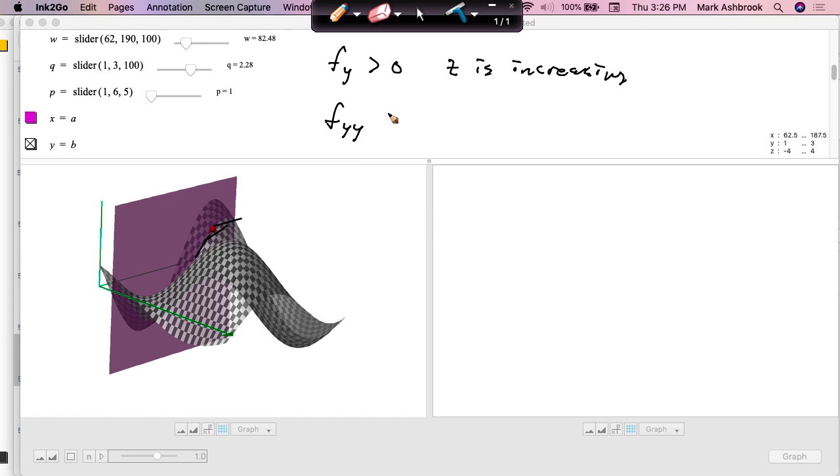Therefore, it's turning down, because the rate is decreasing. So this means that f_y is decreasing. The first partial is what z is doing: if it's positive or negative, it means z is increasing or decreasing. The second partial is how the rate is increasing or decreasing. In this case, that rate is getting less positive, so it's decreasing, so the second derivative is less than 0. Does this make sense?